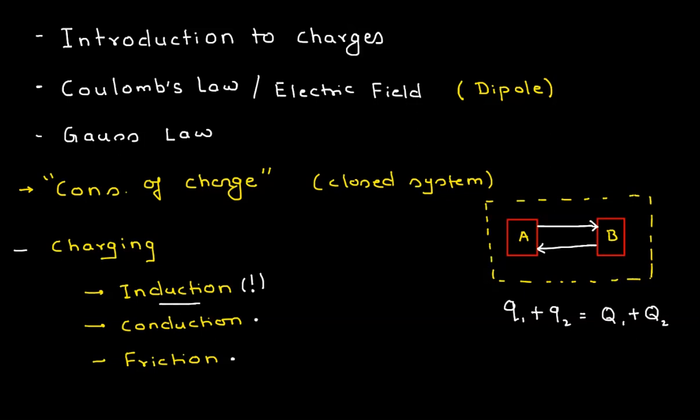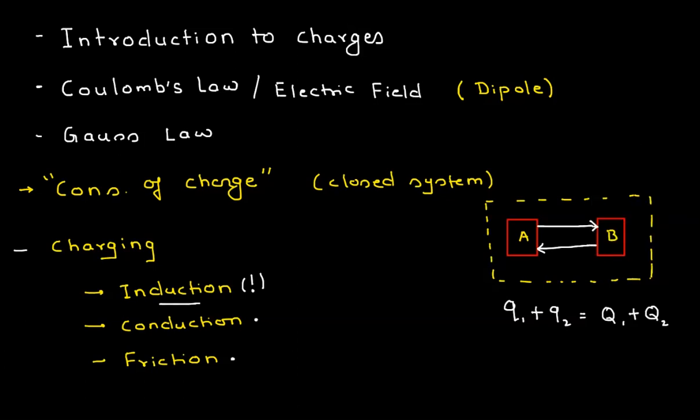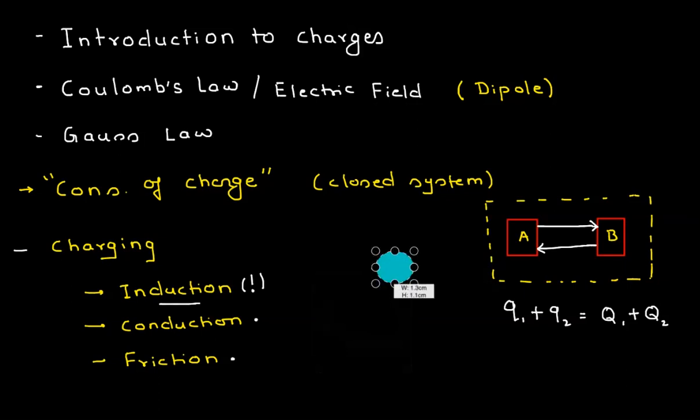So what is induction, by the way? What is induction? No one? What does induction mean? How is it done? Charging without any contact. Okay. Induction is usually a separation of charge from a neutral object. So if you bring a positive charge near this metallic sphere, negative charge will get attracted here and positive charge will get repelled there. If you could exploit the separation of charge to create a net charge, that is where the charging due to induction comes in.